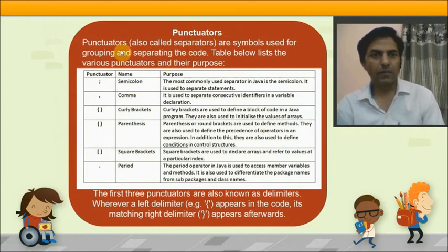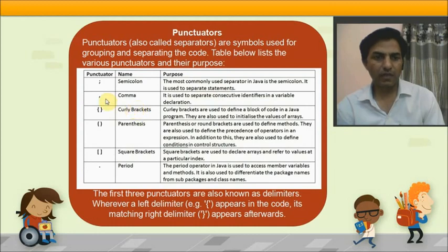So let us start with punctuators. Punctuators, also called separators, are symbols used for grouping and separating the code. The table below lists the various punctuators and their purpose. First one is semicolon. The most commonly used separator in Java is the semicolon. It is used to separate statements.